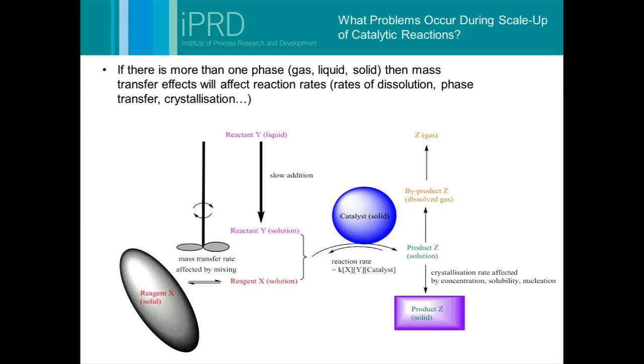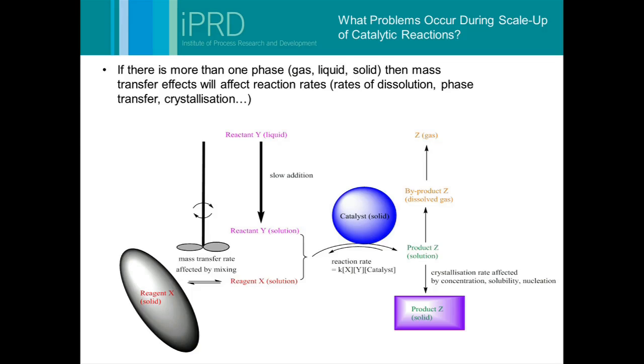So thinking about gases, solids, and liquids again, if there's more than one phase, a gas, liquid, solid, then mass transfer effects will affect reaction rates, things like rates of dissolution, phase transfer, crystallization processes, and so on. So I've got just a theoretical reaction here in which a reagent X, which is a solid, needs to dissolve in the solution. The rate of dissolution is affected by the mixing in the reaction. So the better we mix it, the more we can affect that rate of dissolution, the forward reaction, and we don't need to worry usually about the back reaction.